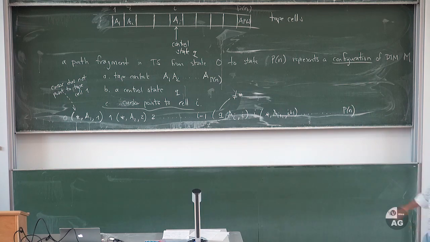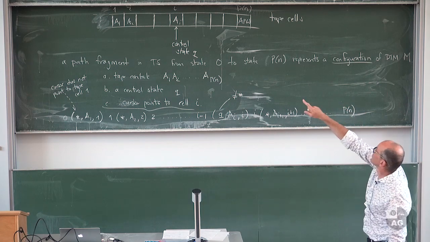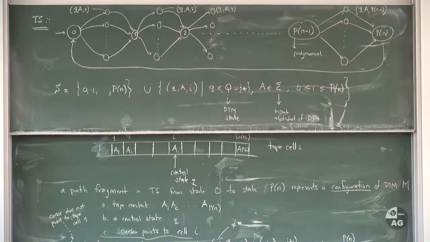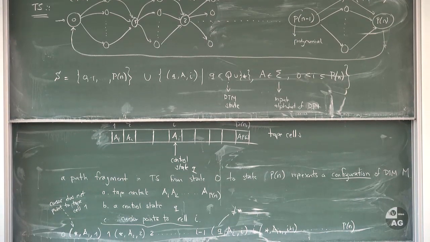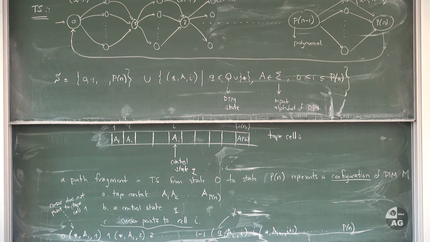This is one run in your Turing machine on the top. This is one going from 0 to P(n). This encodes one configuration of the Turing machine. What happens if the Turing machine moves? Well, if the Turing machine moves, we take the back edge, the edge that goes from P(n) to 0, because then we're going to encode the next configuration. Let me show this by means of an example.